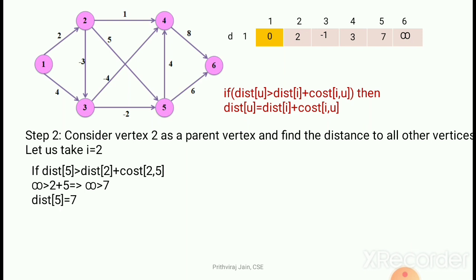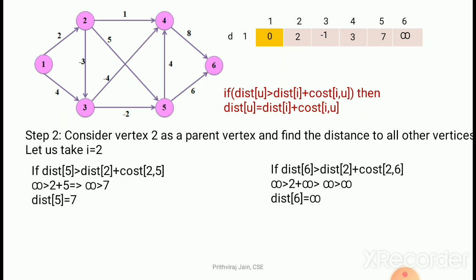Next, from cost 2 to 6. So distance of 6 greater than distance of 2 plus cost of 2 comma 6. Here we'll get infinity greater than infinity, so the distance of 6 remains as it is, that is infinity. And at the end of this iteration we have to find out the minimum value. So apart from the vertex 1 and 2, the minimum value is given for the vertex 3, that is minus 1.